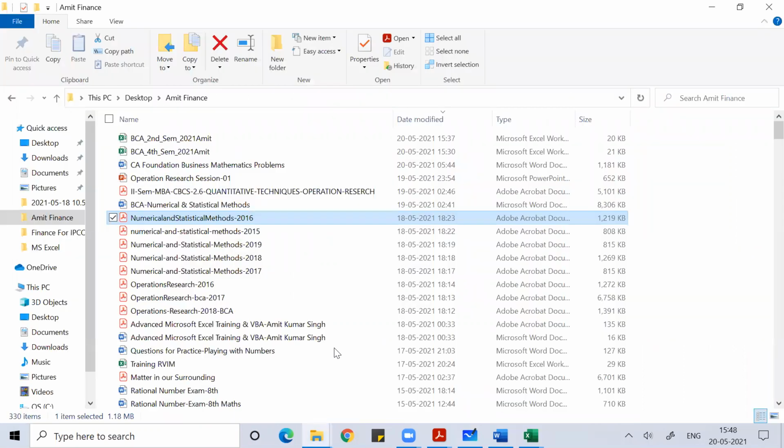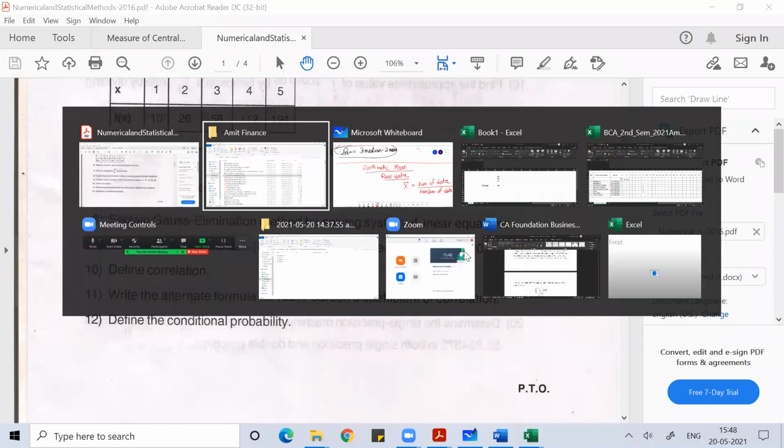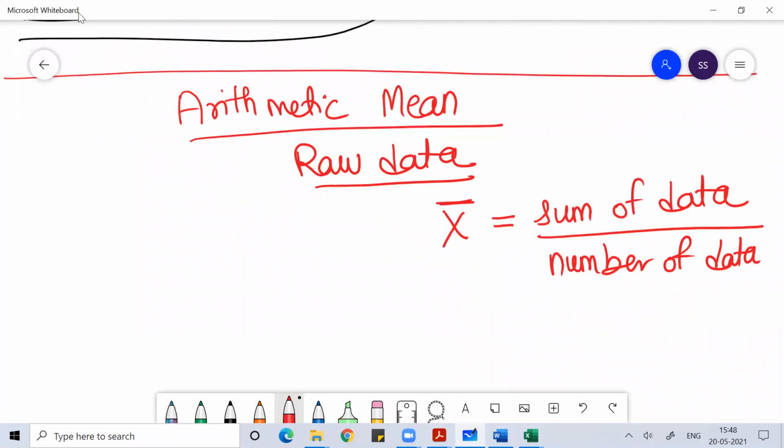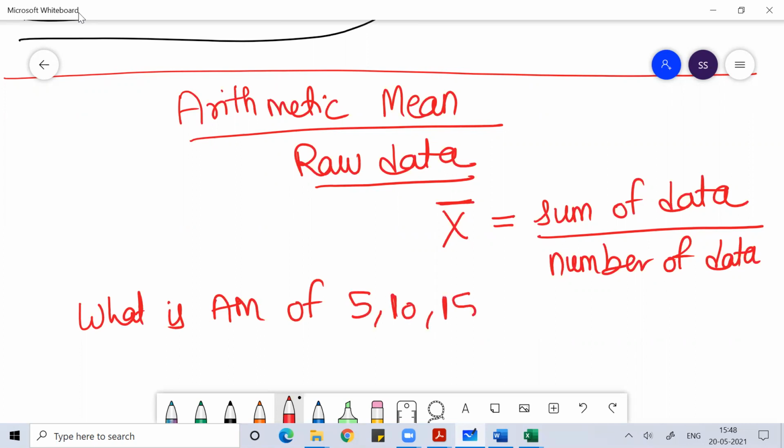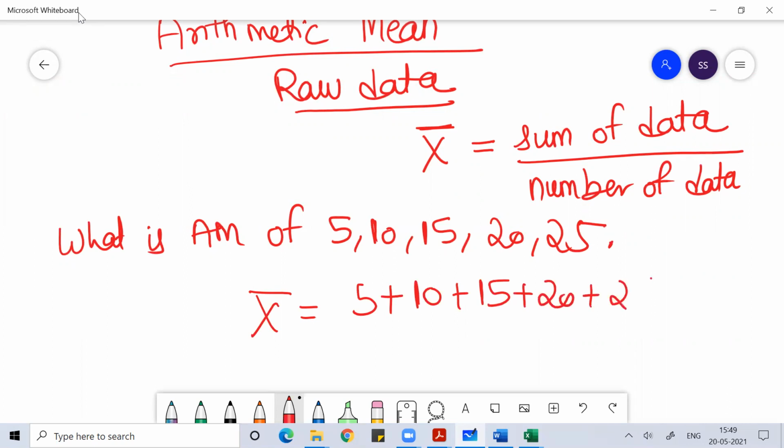What is raw data? Please don't get confused. Raw data is like 5, 10, 15, 20, 25. If I ask you what is the arithmetic mean of 5, 10, 15, 20, 25, this is the symbol for that. The arithmetic mean is 5 plus 10 plus 15 plus 20 plus 25, divided by the number of values. How many numbers do we have? 5 numbers. Do the sum of them.